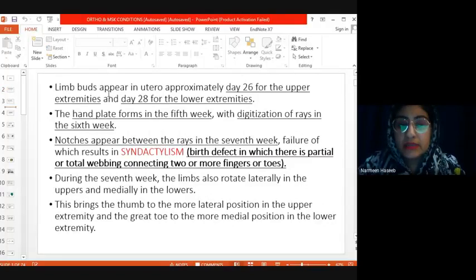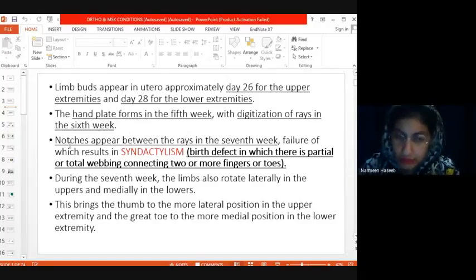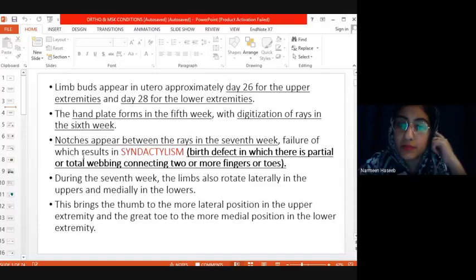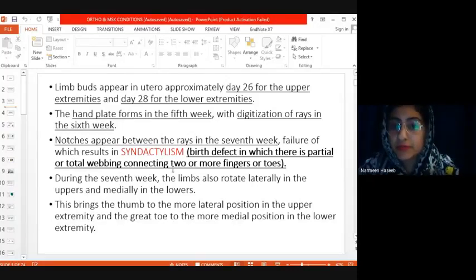Then the limb buds appear in utero approximately at day 26 for the upper extremities and at day 28 for the lower extremities. The hand plate forms in the 5th week with digitization of rays in the 6th week. Notches appear between the rays in the 7th week. If the notches do not appear, it results in partial or total webbing of the fingers or toes, and this condition is known as syndactyly. We will discuss this condition later on.